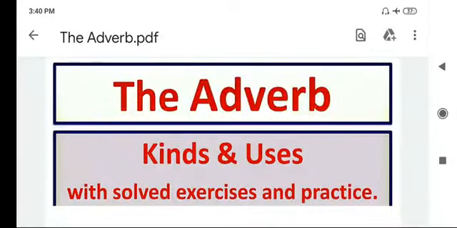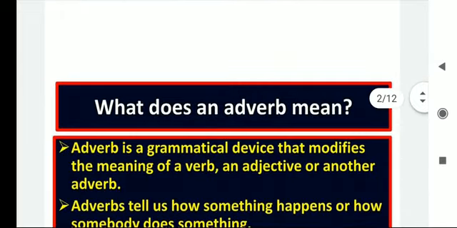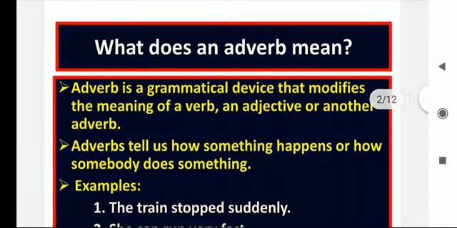Assalamu alaikum dear students. Our today's topic for discussion is the adverb. We will also discuss its kinds and uses. First of all, let's know what is an adverb. What does an adverb mean?